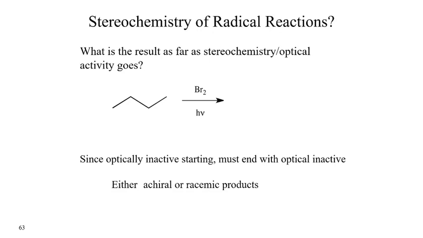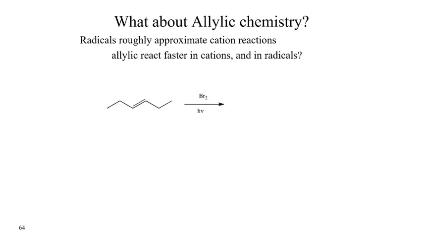Next thing we want to throw in, what about allylic chemistry? So if we look at an allylic position, all we've done is add a pi bond. How does this change things? Well, our Br2 is still going to become a bromine radical, so I'm not going to show that part of the mechanism.